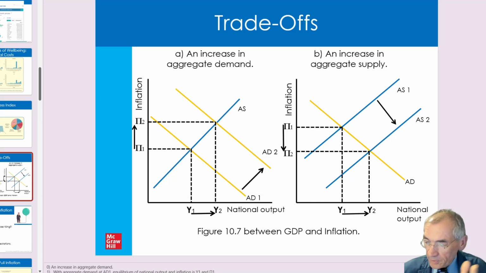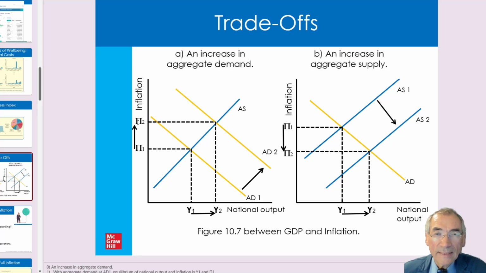Also, this figure 10.7 will remind you of what we did last week, because there we discussed these booms and recessions and so on. And you can see here that there might be a trade-off between an increase in aggregate demand that we have here that comes with inflation.